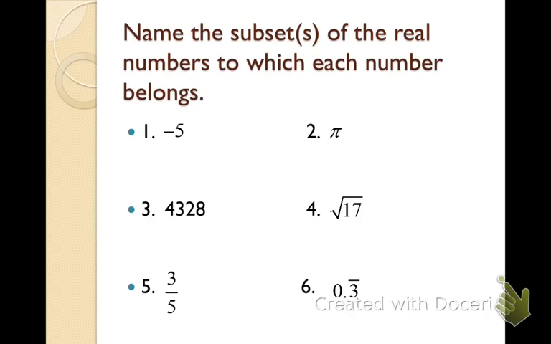-5 could belong to more than one. Integers, absolutely. It'll fit there. It's a negative number, negative whole number. Right? Any other number set? Right, because you can write it as a fraction, right?